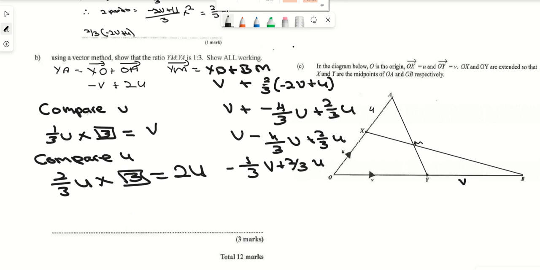So we know that 3 YMs will give you 1 YA, and as a ratio, that's 1 to 3. And that is how you would show this. And that would be the end of May-June 2022.